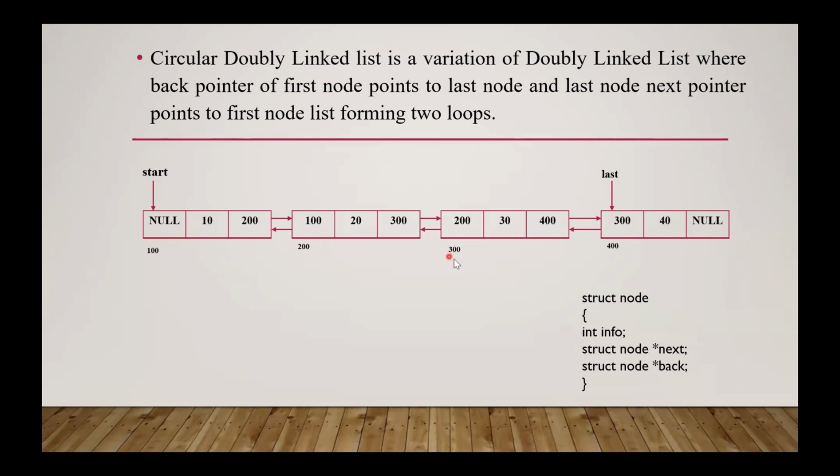Back points to the previous node's address. So start is a pointer that points to the start node. Last is a pointer that points to the last node. This is the case of a doubly linked list.